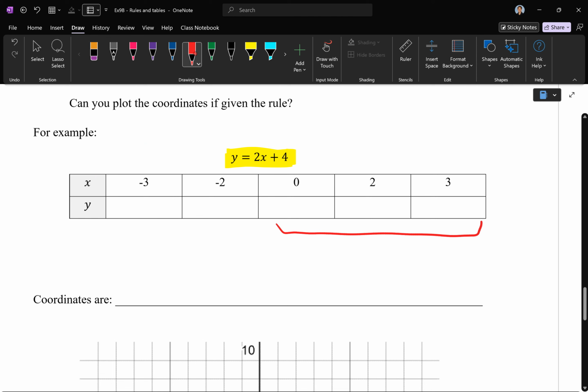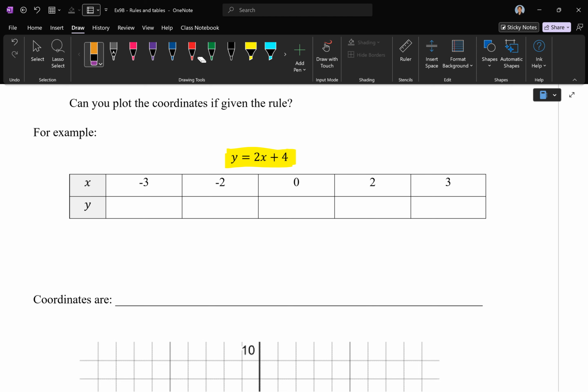Let's add 2 minutes. I want you to fill out the table if you're given the rule. The rule is y will equal double of x and then you add 4. Double of x, add 4. I'll do the first one for you.